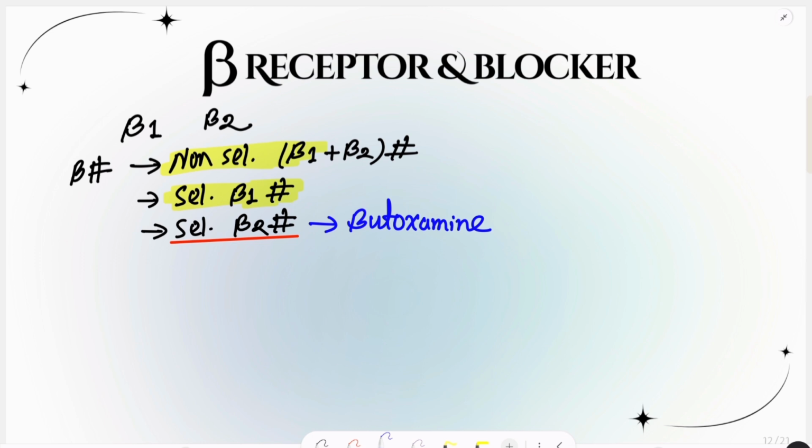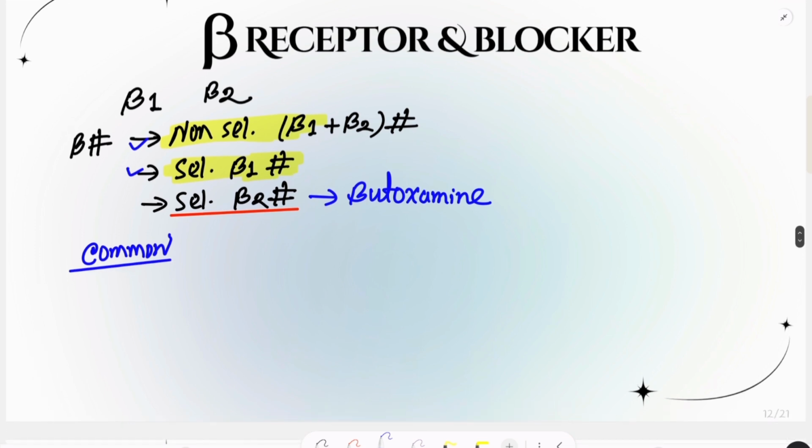So now coming to the common point and difference between these two drugs. So at first, what is the common point between these two groups of drugs? The common point is that both of them block beta 1 receptor. And we know that beta 1 receptor is situated on the heart. So both of them have cardiac indications. And now what is the difference between these two groups of drugs?